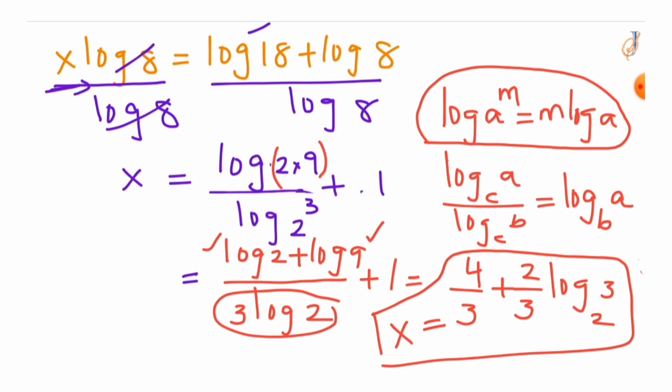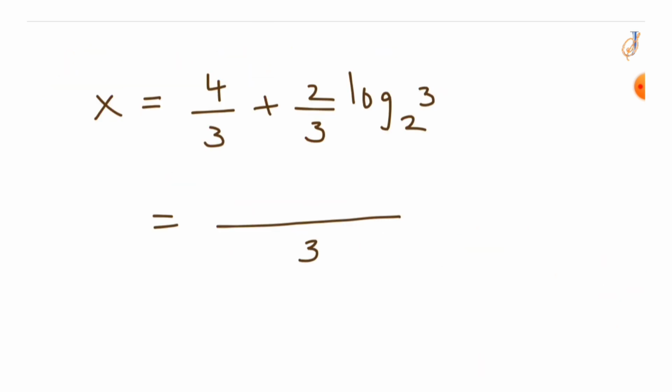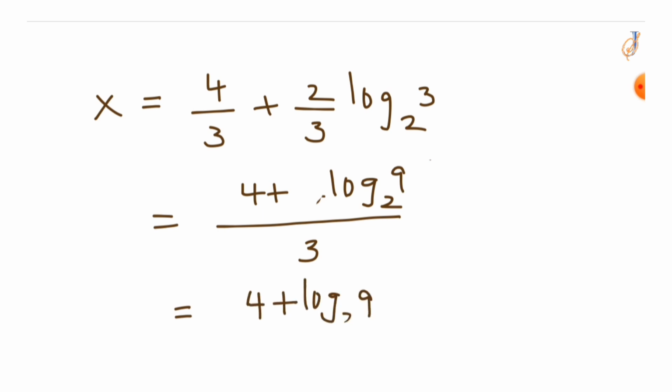So the x value is 4 over 3 plus 2 over 3 log 3 with base 2. If you want to simplify this, here denominators are same, we can simplify that. Take 3 as LCM, then we are left with 4 plus 2 log 3 with base 2. It is in the form of m times log a. We can write this as log 3 power 2, which we can write as 9. So 4 plus log 9 with base 2, over 3. That is the x value. If you want to simplify this, you can simplify like that. Otherwise, this is the x value.